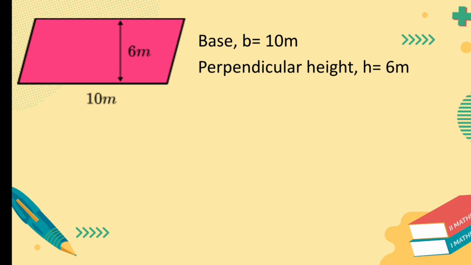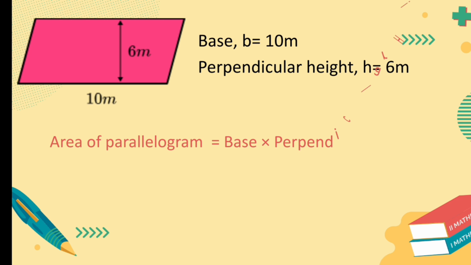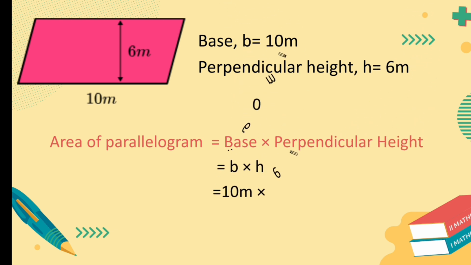So, what is the area of parallelogram? Yes, the area of parallelogram equals base into height. Here, base B equals 10 meters and the height h equals 6 meters. So, the area is 10 meters into 6 meters equal to 16 square meters. We have successfully found the area of the parallelogram.